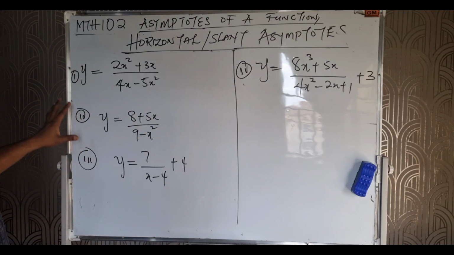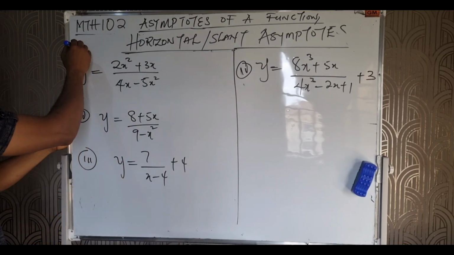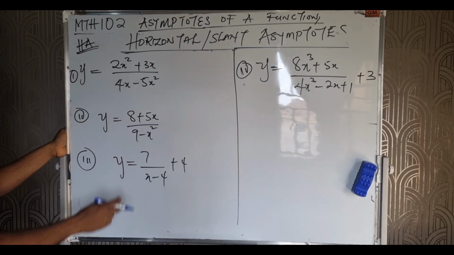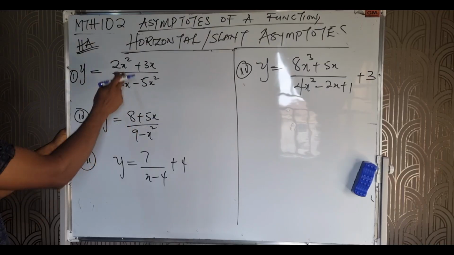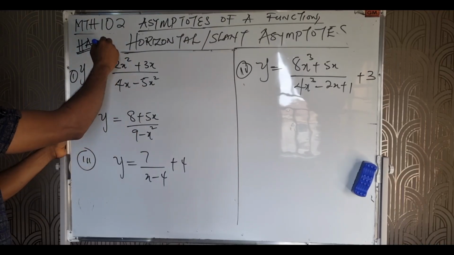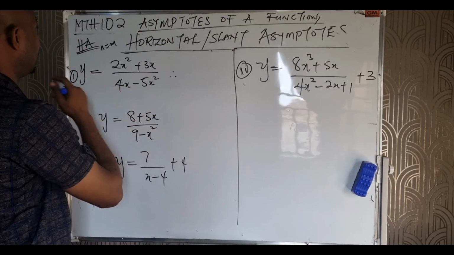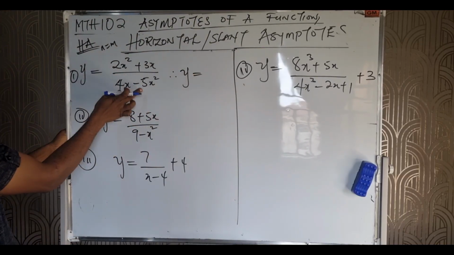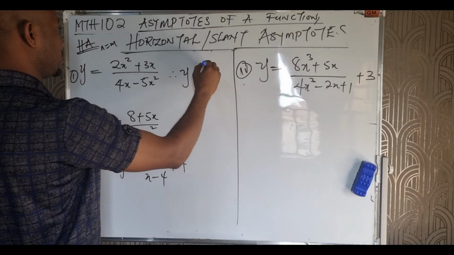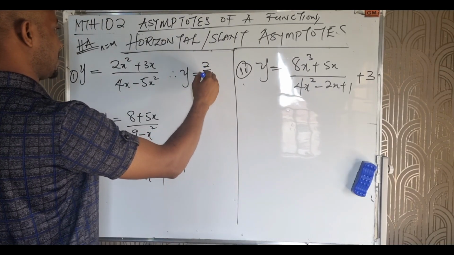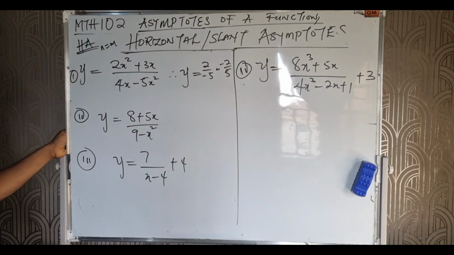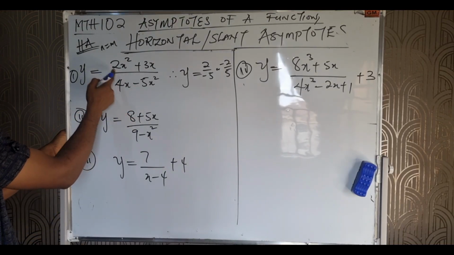Okay, this question says that we should find all the horizontal asymptotes. So look at this here. The degree here is 2, the degree here is 2. Since they have the same degree, since n equals m, our horizontal asymptote occurs at y equals 2 divided by minus 5, which is the same as minus 2 over 5. Just divide the coefficients. That is all.